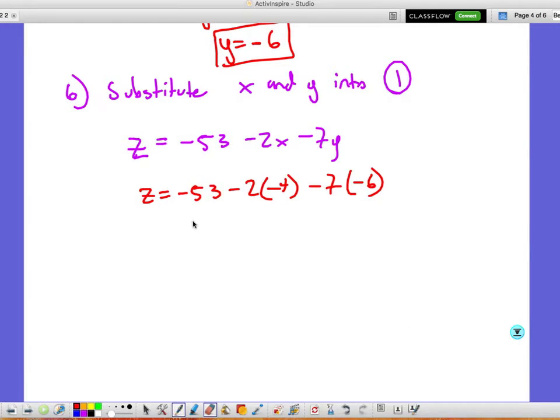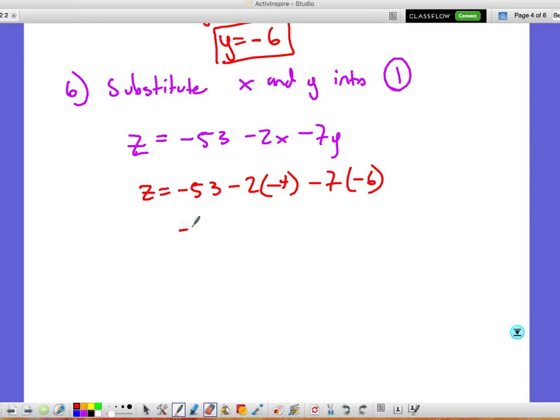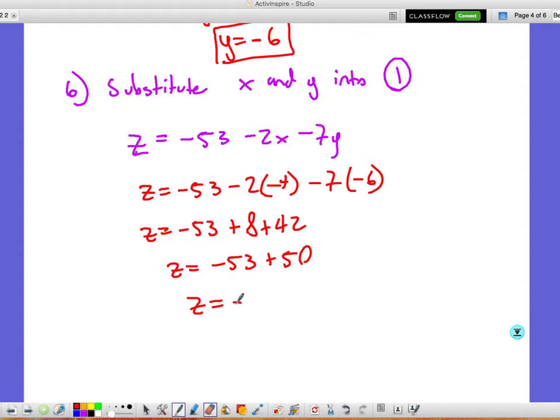So when I go ahead and multiply this out, it's going to give me minus 53 plus, because negative 2 times negative 4 gives me positive 8, and then negative 7 times negative 6 gives me positive 42. So when I simplify this further, I get negative 53 plus 50. And so z is equal to negative 3. There we go.